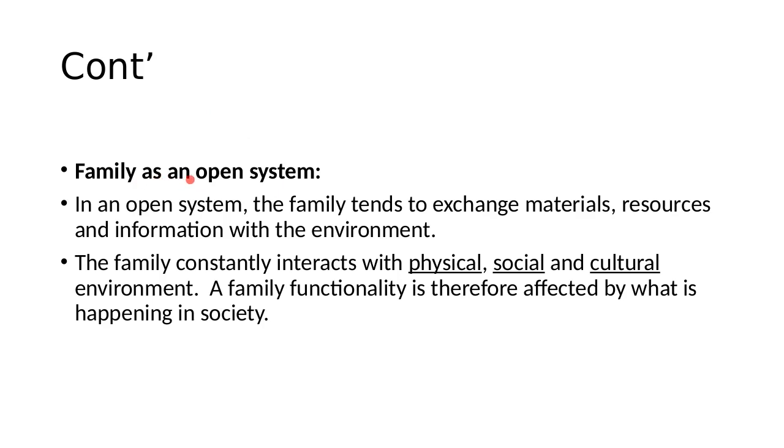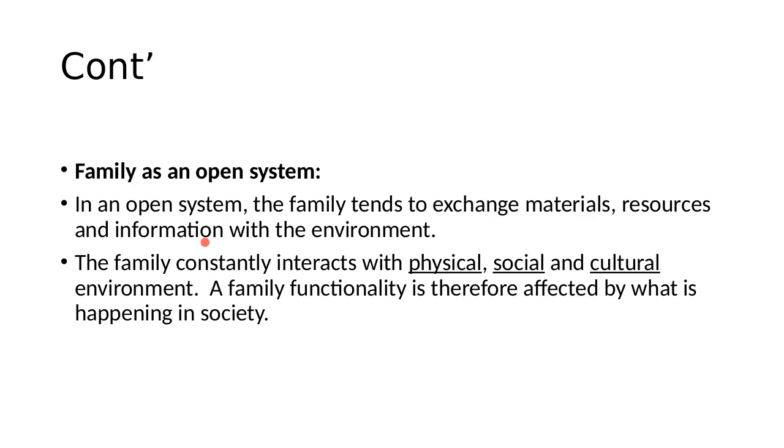So a family is an open system. In an open system, the family tends to exchange material resources and information with the environment. The family constantly interacts with the physical, social, and cultural environment. A family's functionality is therefore affected by what is happening in the society. So once the family is open, they will be able to interact with what is happening in the society. They will be able to interact with the environment. They will improve the environment, or they can even destroy the environment or what is surrounding the family.